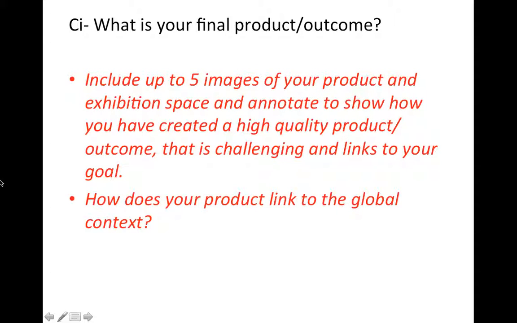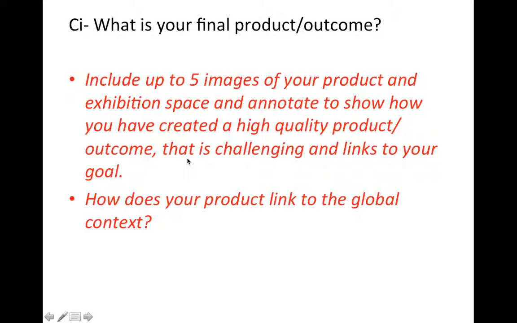Okay, I'm now going to talk about section 3 of how to write the personal project report, which is action. The sub-question for criterion C: what is your final product or outcome? Now, in this section, you really don't need to write a lot of information.